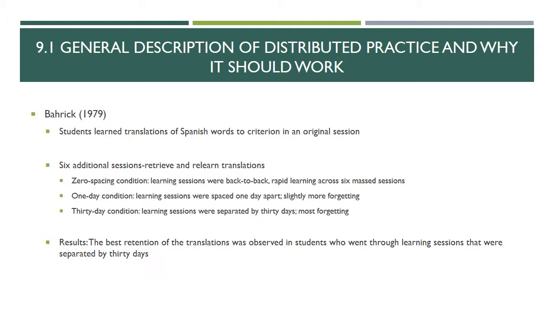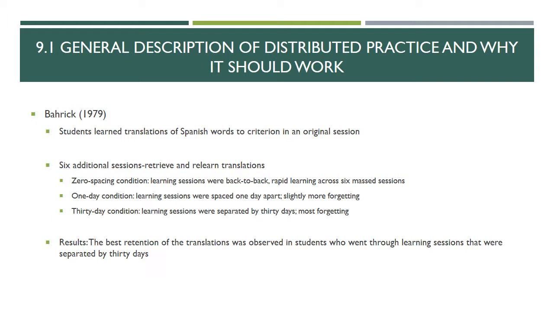The first condition, a zero spacing condition, had students participate in 6 back-to-back rapid learning sessions. In the one-day condition, students participated in learning sessions spaced 1 day apart. The last condition, the 30-day condition, had students participate in learning sessions spaced 30 days apart. The different conditions were compared during the learning sessions.